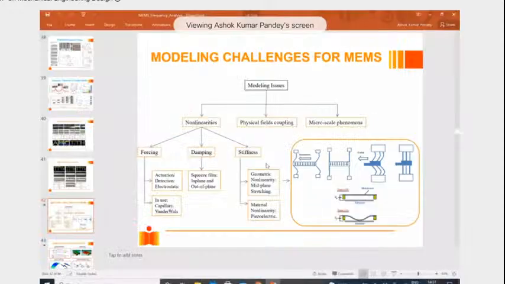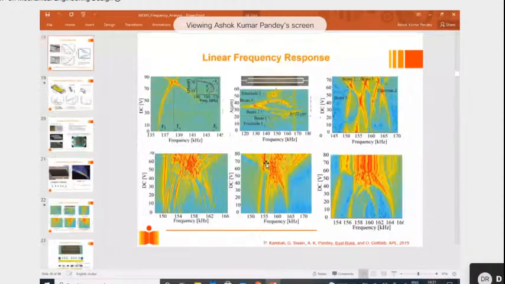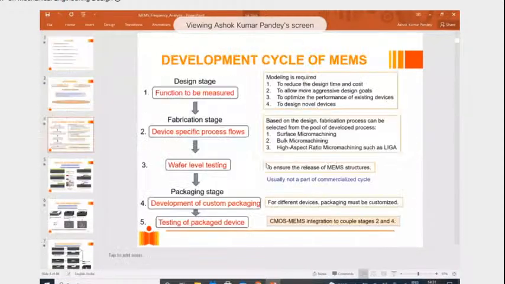Hello. Thank you so much, sir, for this wonderful session. There is one participant asking you to repeat the development cycle of MEMS. So please give some comment on it. Development cycle of MEMS, okay. Yes, sir, development cycle of MEMS.